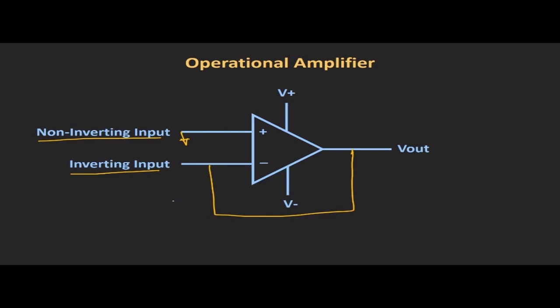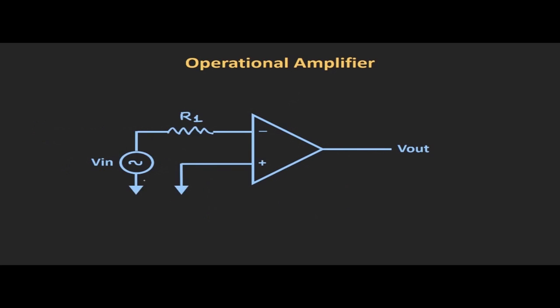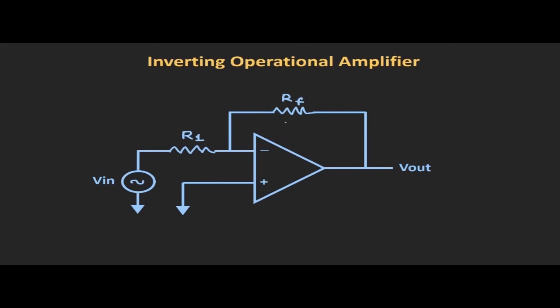So first we will see the case when we are applying the input to this inverting input terminal. So let us say we have applied the input to this inverting input terminal through one resistor R1, and we are providing the negative feedback from output to this inverting input terminal via this feedback resistor RF. Now whenever the op-amp is used in this configuration, this configuration is known as the inverting op-amp configuration.